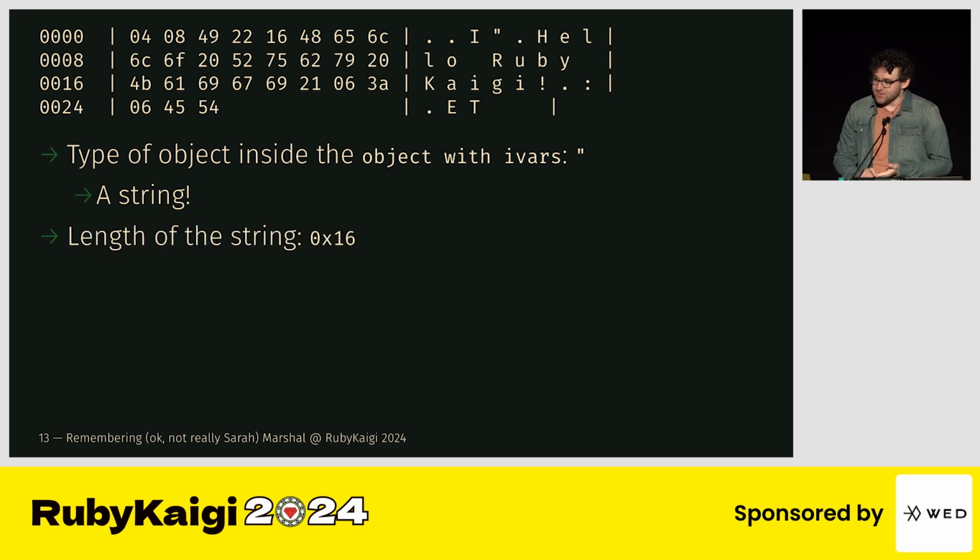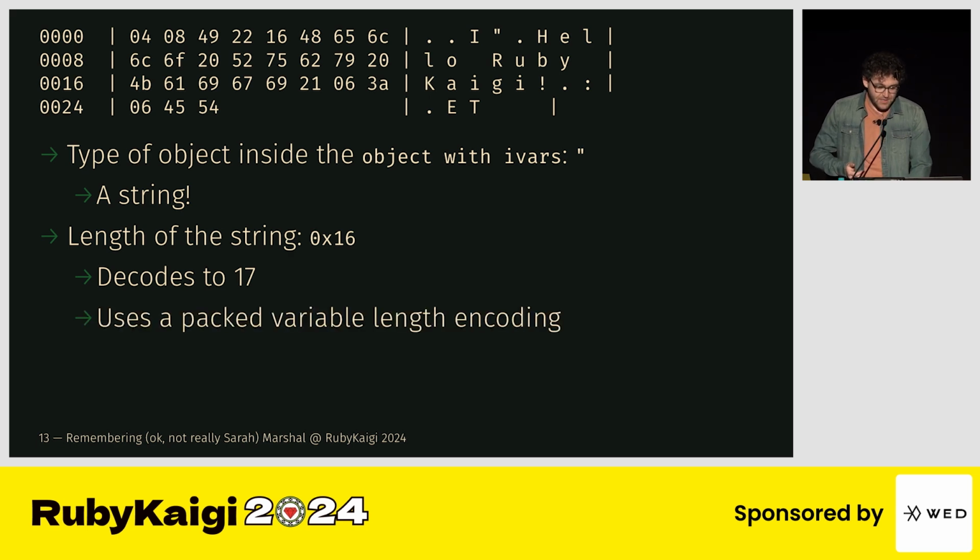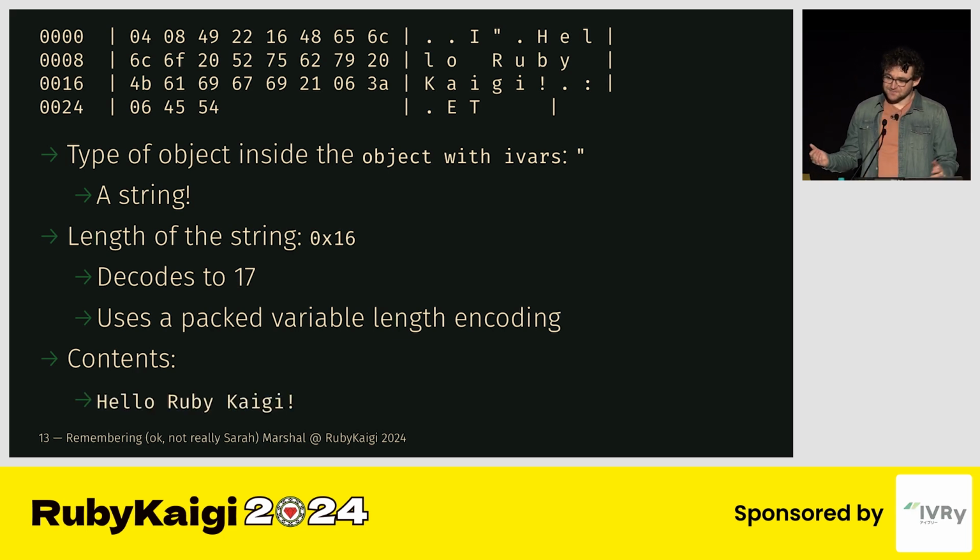Next, we have the length of the string, which in hex is 0x16, which means that, of course, the length of our string is 17 bytes. I know everyone here was thinking that, and we're like, Sam, you didn't have to tell me that. That was obvious. So integers in Marshal use a packed variable length encoding, just so if you're looking at the hexdump, you have more trouble understanding what you're looking at. And then finally, we have the contents of our string. Hello, RubyKaigi.